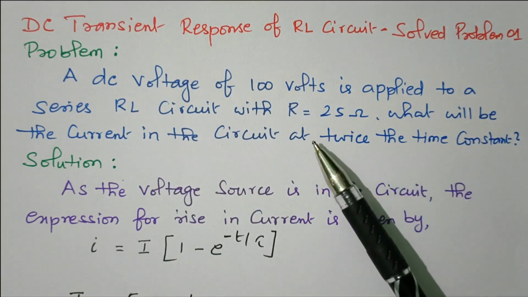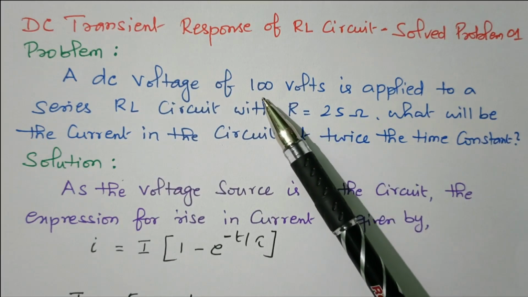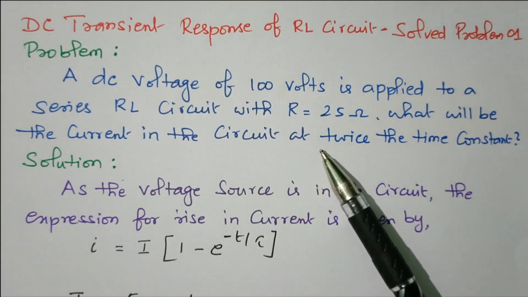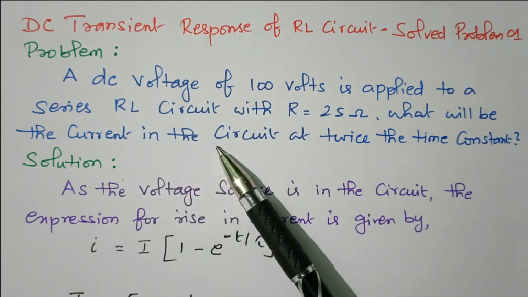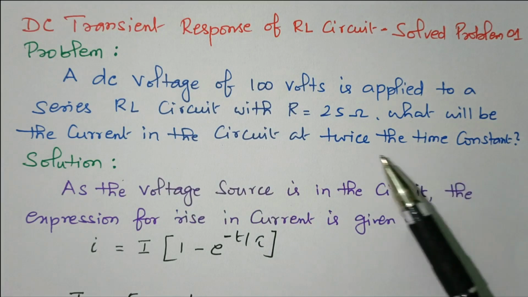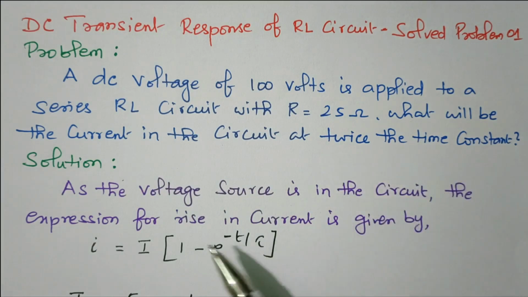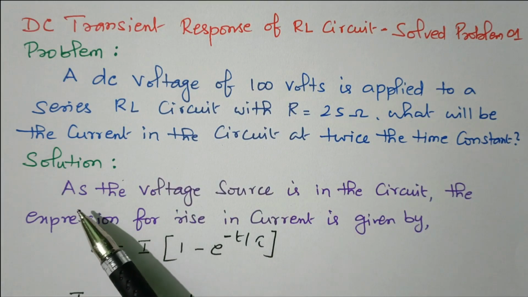So this is the RL series circuit. R value is given, 25 ohm, applied voltage is 100. We need to find the current in the circuit. One more data available is twice the time constant. The time is t equal to twice the time constant, right? So based on that, we'll go to the solution.